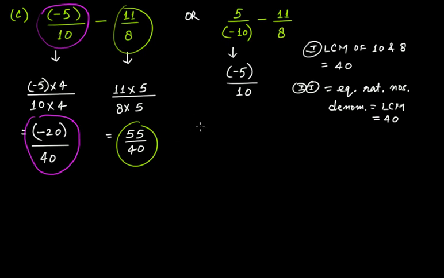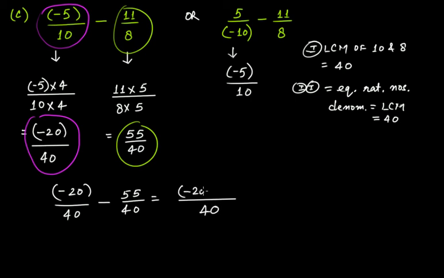Now you have to subtract these two. So you have minus 20 over 40 minus 55 over 40. If you solve this, you get 40 in the denominator. This is minus 20 and minus 55, so you have to add and put the minus sign, and this comes as 75 over 40. So this is minus 75 over 40.